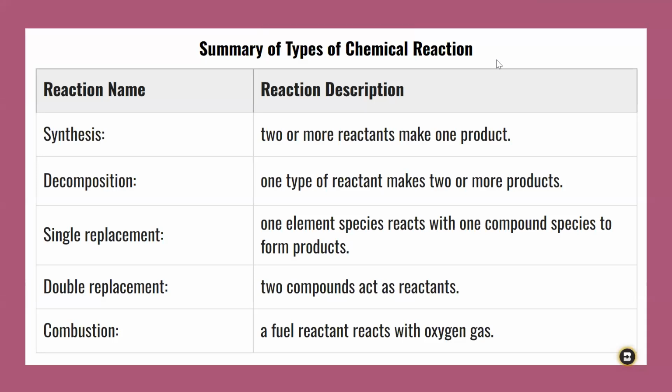Let's look at the summary. Synthesis: two or more reactants make one product. Decomposition: one type of reactant makes two or more products. Single replacement: one element reacts with one compound to form products. Double replacement: two compounds act as reactants. Combustion: a fuel reactant reacts with oxygen gas. Okay, so that's the summary of everything.